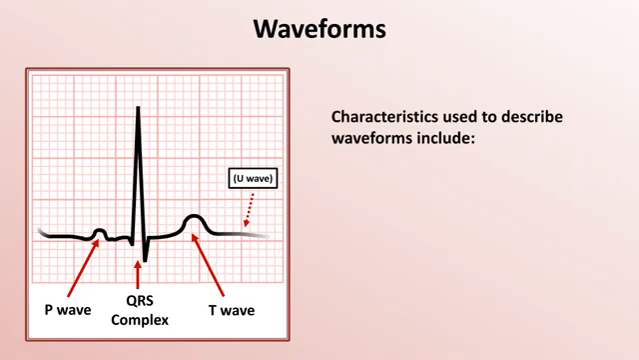Waveforms can be described according to a variety of characteristics. They include duration. For example, an unusually long P wave may be a sign of left atrial enlargement, or an unusually long QRS complex may be a sign of conduction block in either the right or left bundle branches. Amplitude. An unusually tall P wave may be a sign of right atrial enlargement, or an unusually tall QRS complex may be a sign of ventricular hypertrophy. And morphology. An inverted P wave may indicate an origin of a heart rhythm other than the sinus node, or an inverted or biphasic T wave may indicate ischemia.